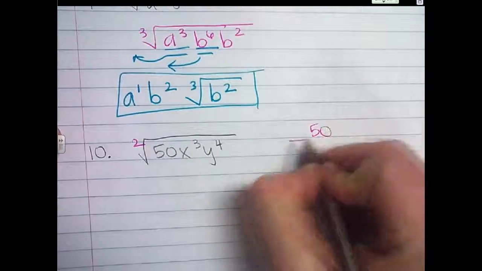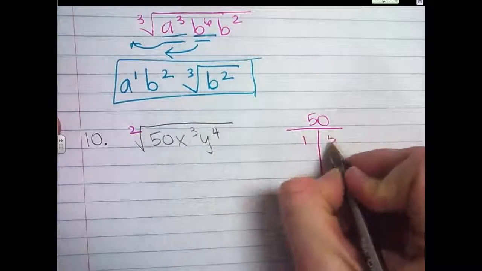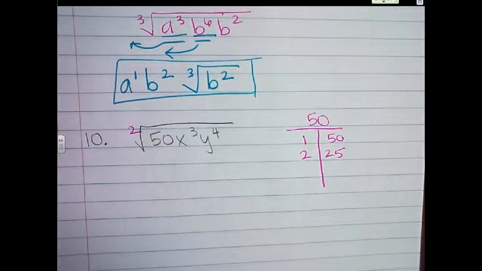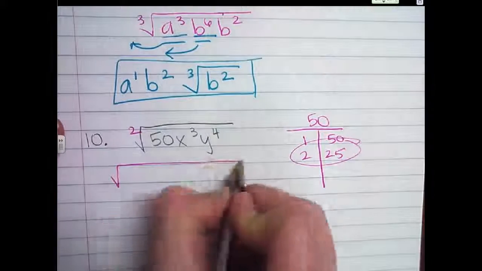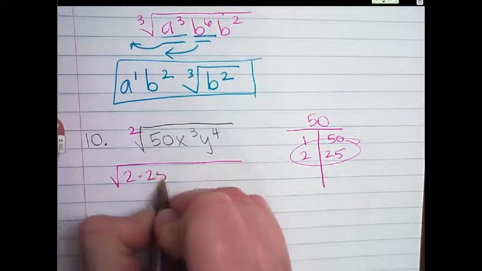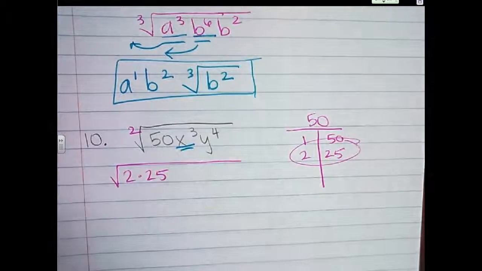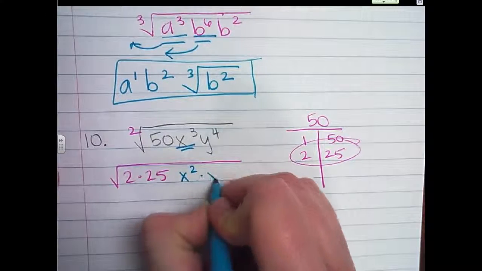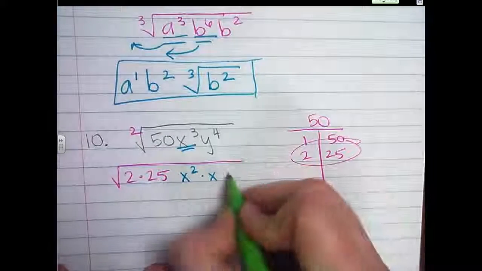Let's start with the 50. What can I break 50 up into? 25 and 2. 1 and 50, 25 and 2, or 2 and 25. There's my perfect square. Okay, so I'm going to start breaking this up. I have 2 times 25. For my x's, x3 does not divide with the 2, so what do I split that up to? X squared times x. Right, and then you can leave the y.